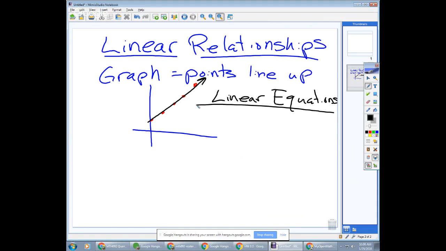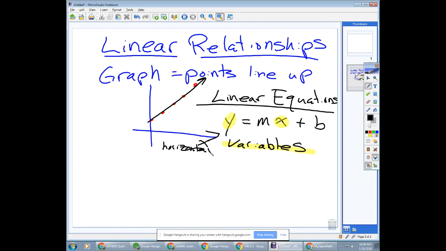So the most common way of looking at linear equations is to have something like this. Y equals some number times x plus some other number b. And a couple of things to consider here. The variables here are the x and y. X and y are the variables. They're the things that change. So usually the horizontal axis is x, and the vertical axis is y.